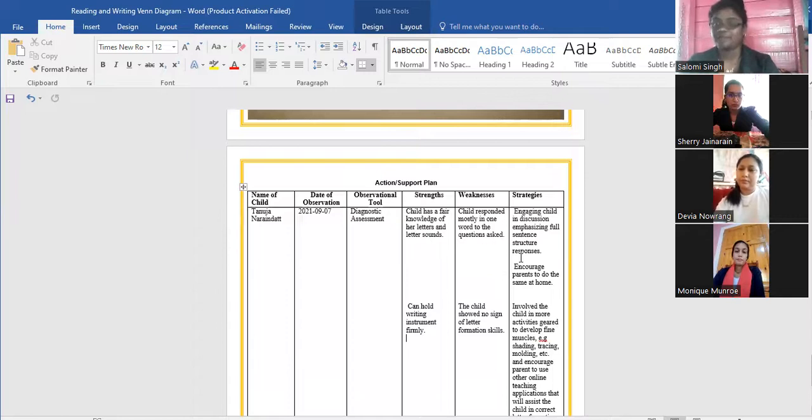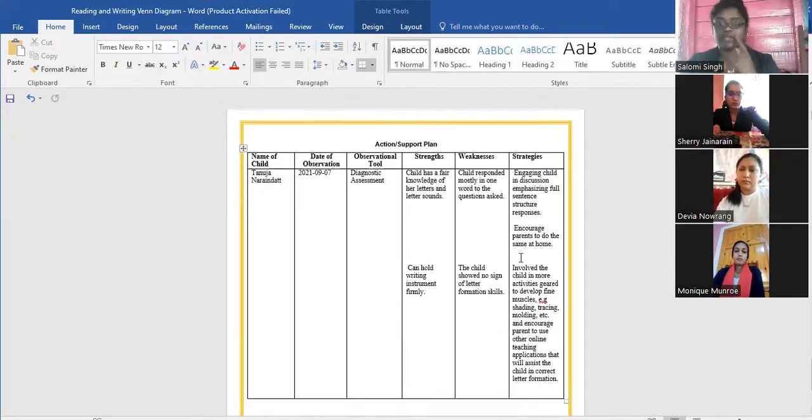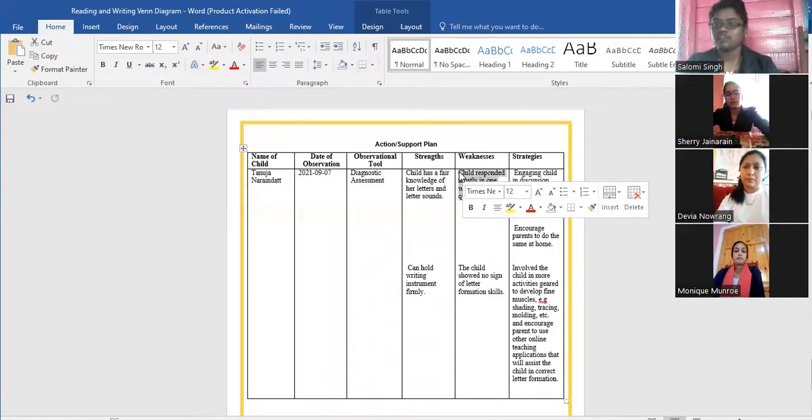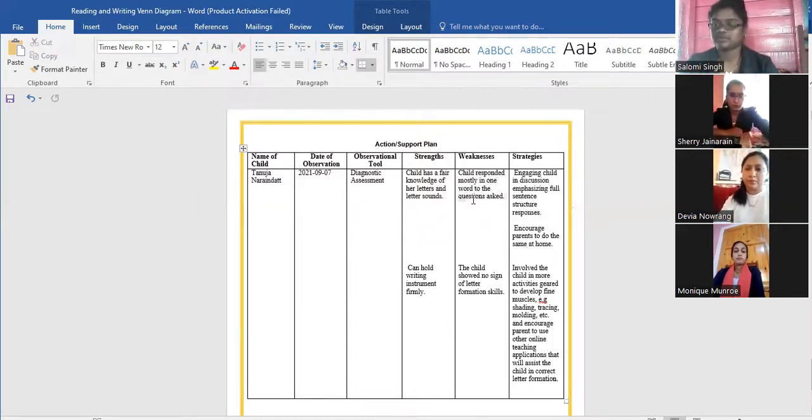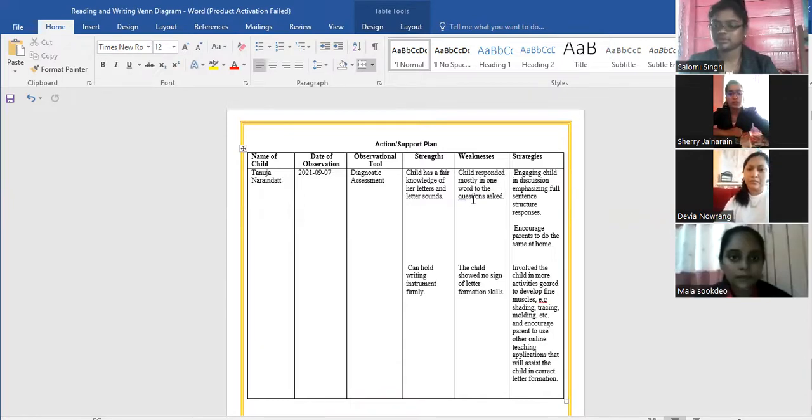So let's look at the strategy, because the action plan is what we plan to improve, to help the child to improve, right? The strategies that we have here are engaging the child in discussion and emphasizing full sentence structure responses. Do you think that this is an appropriate strategy that will help the child to improve in answering questions fully or in a complete sentence? Do you think that this strategy applies to that? Yes, I totally agree with that strategy. I agree with you.